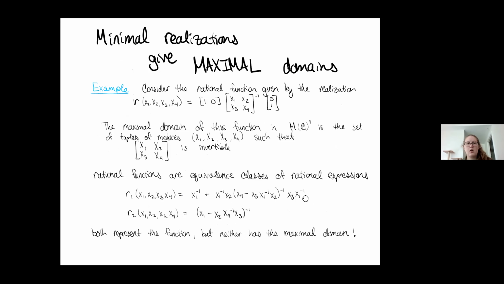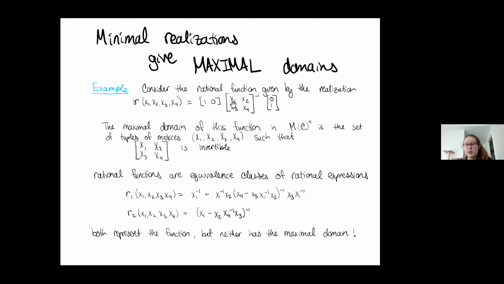Why is that good? Because minimal realizations give maximal domains. So remember how we had all of these different rational expressions? We had a ton of different rational expressions. They might all represent the same rational function, but have domain issues. You want to be able to say, all right, well, what's the biggest possible domain that works for this function? The realization is one way to have a function. So I can say, all right, well, if I have a minimal realization, which is the best realization I can get, then I should have the maximal domain.